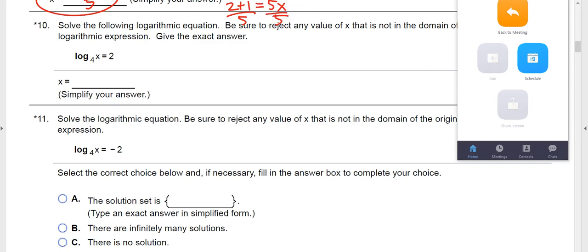Okay, question 10 says solve the following logarithmic equation. So the question I kept asking you yesterday is, is it a single logarithm? Do you see a single log in there? Yes or no? Yes. If you do see a single log, then change it to its exponential form: something to the something power equals something else.